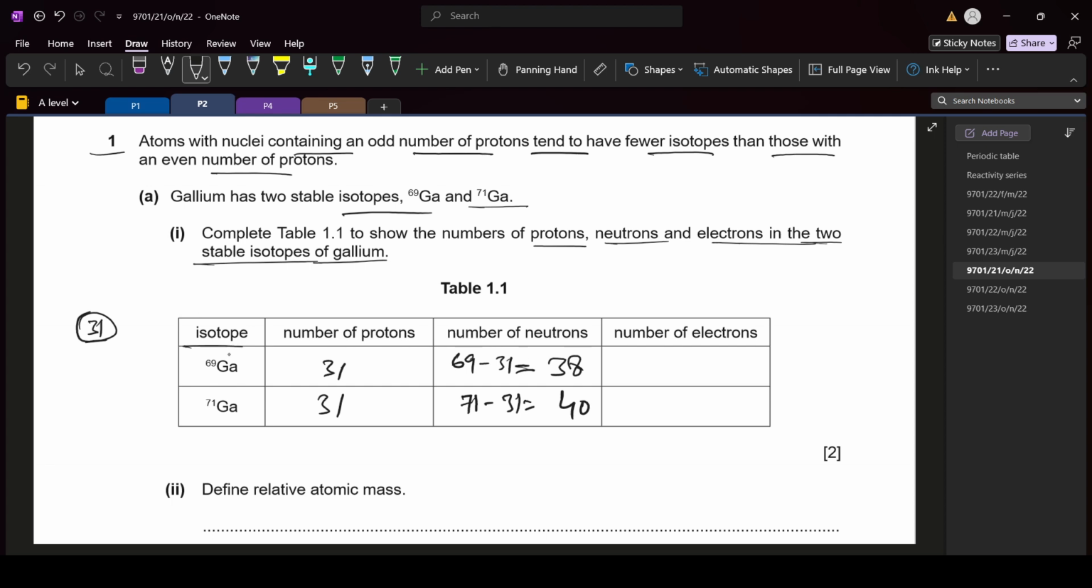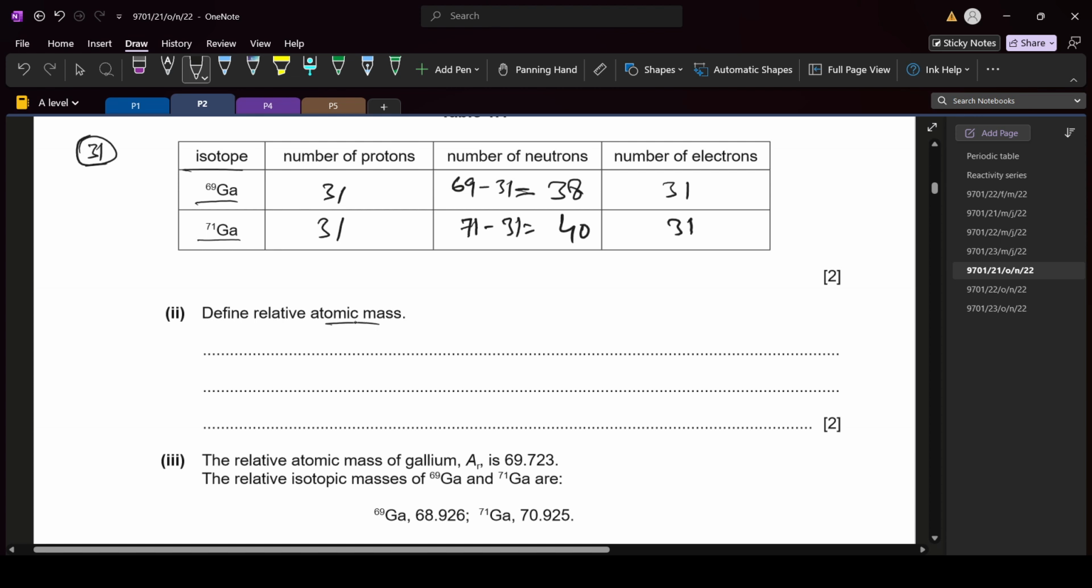And now these are both atoms. In an atom there is no overall charge, so the number of protons and the number of electrons are the same. So it will have 31 electrons in both.